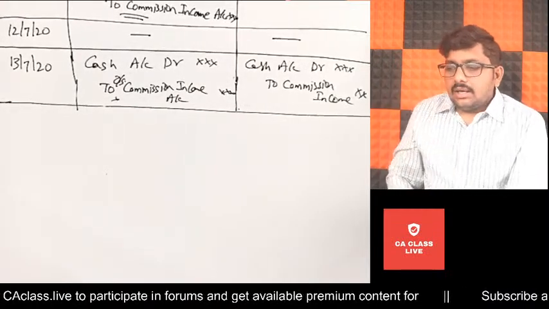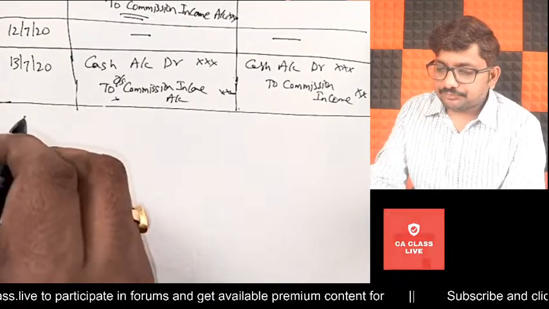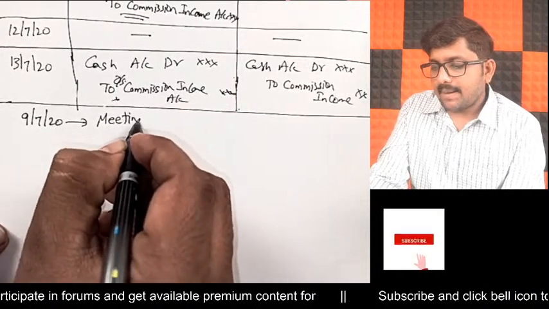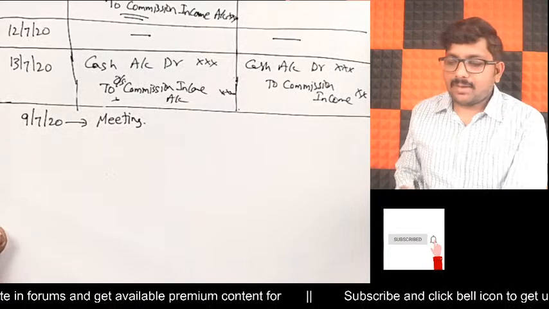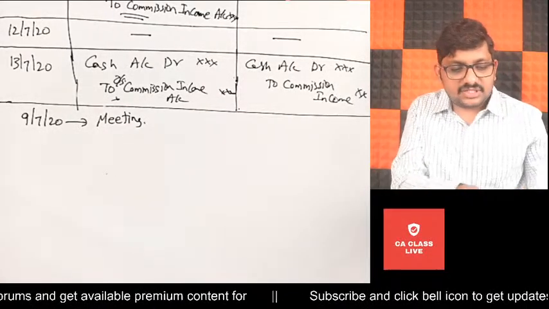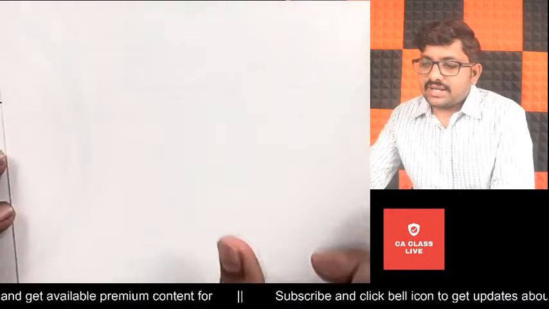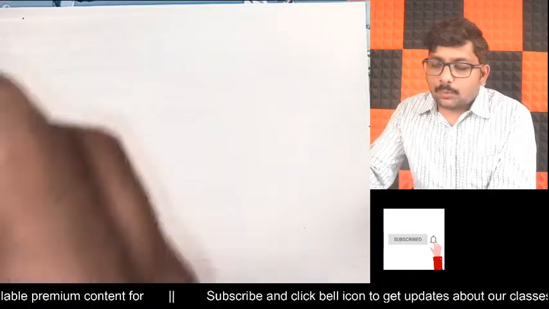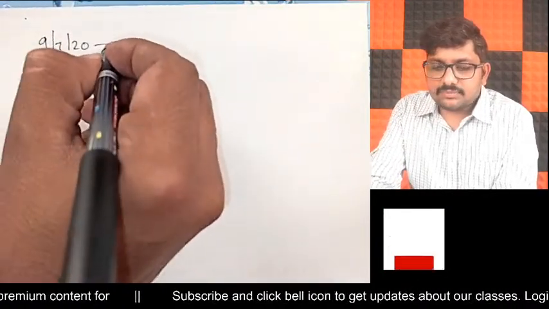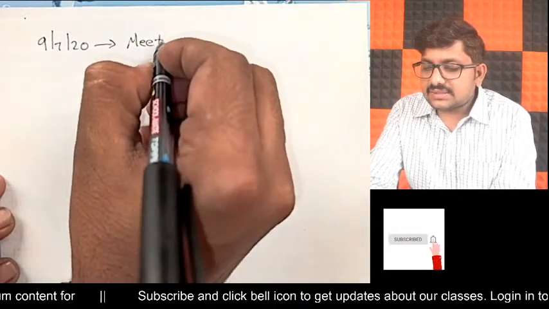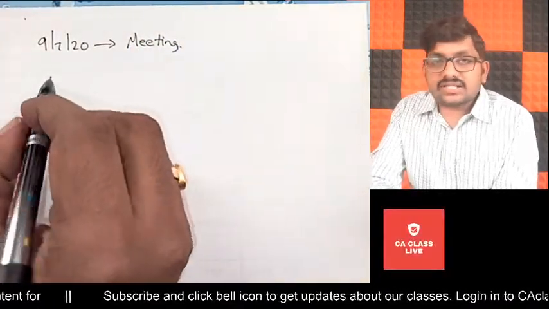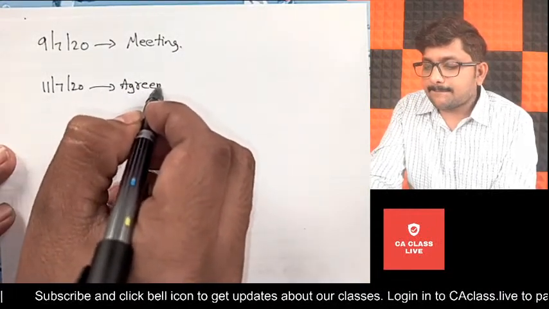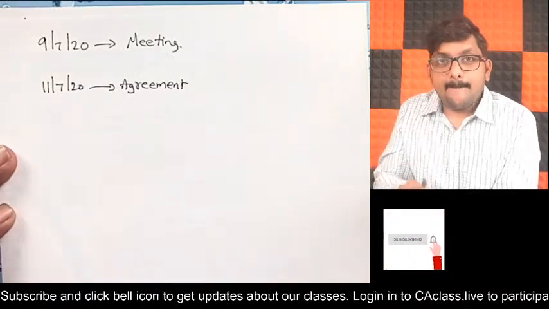Got it, friends? Now let me take the example in this way. 9th of July 2020, meeting happened. Meeting took place. Most probably this paper will not be sufficient. I'll take a new paper. Okay, so let me take a new paper. Start. Now friends, meeting took place on 9th of July 2020. On this date, meeting has taken place. Your agreement has taken place on 7th of July 2020. Agreement has taken place.